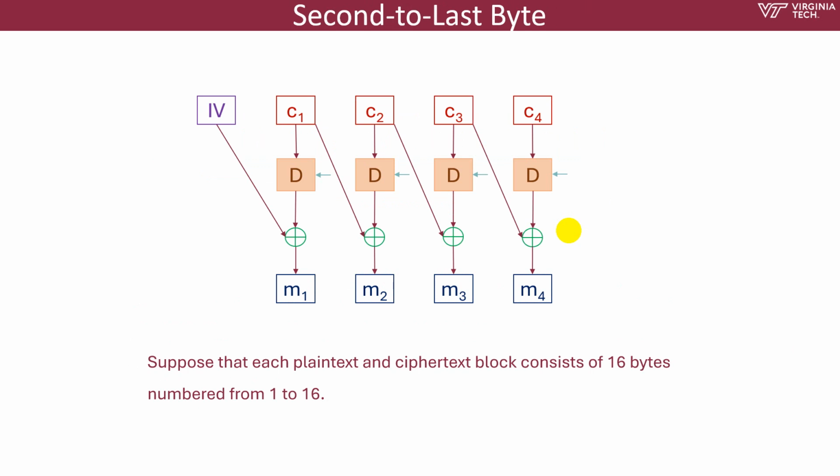After learning the last byte, the adversary uses the discovered value to guess the next byte. In particular, suppose that each plaintext and ciphertext block consists of 16 bytes numbered from 1 to 16. After discovering the last byte of M4, denoted as M4,16, the adversary will guess the second to last byte of M4 by XORing the last two bytes of C3 with the guess value concatenated with M4,16 and with padding values 0x02, 0x02, and similarly for other bytes.